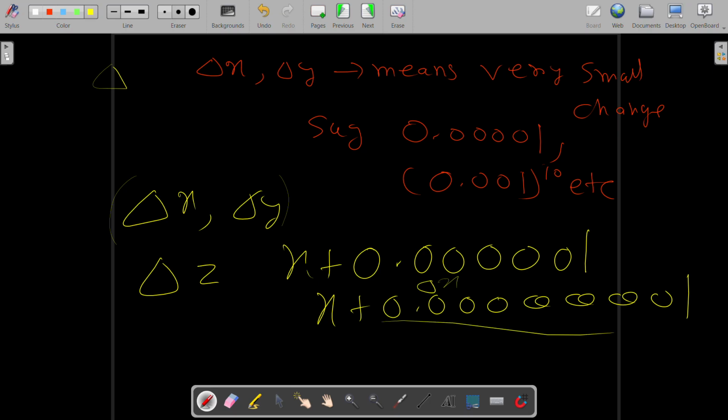This change part is said to be del x. We actually write it like this, dy by dx or dx by dy. This is actually the operator of differentiation. We are differentiating y with respect to x. We'll discuss this later. Okay.